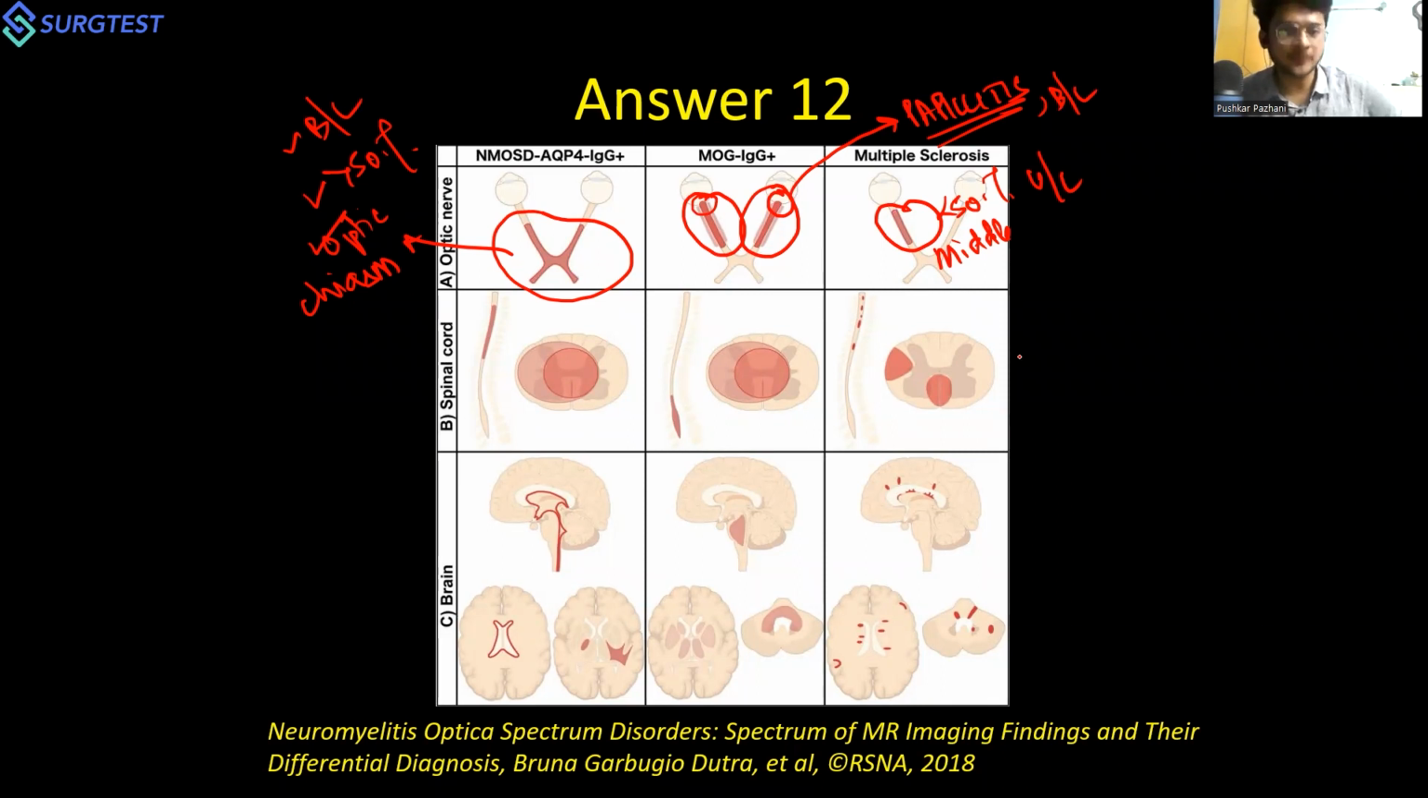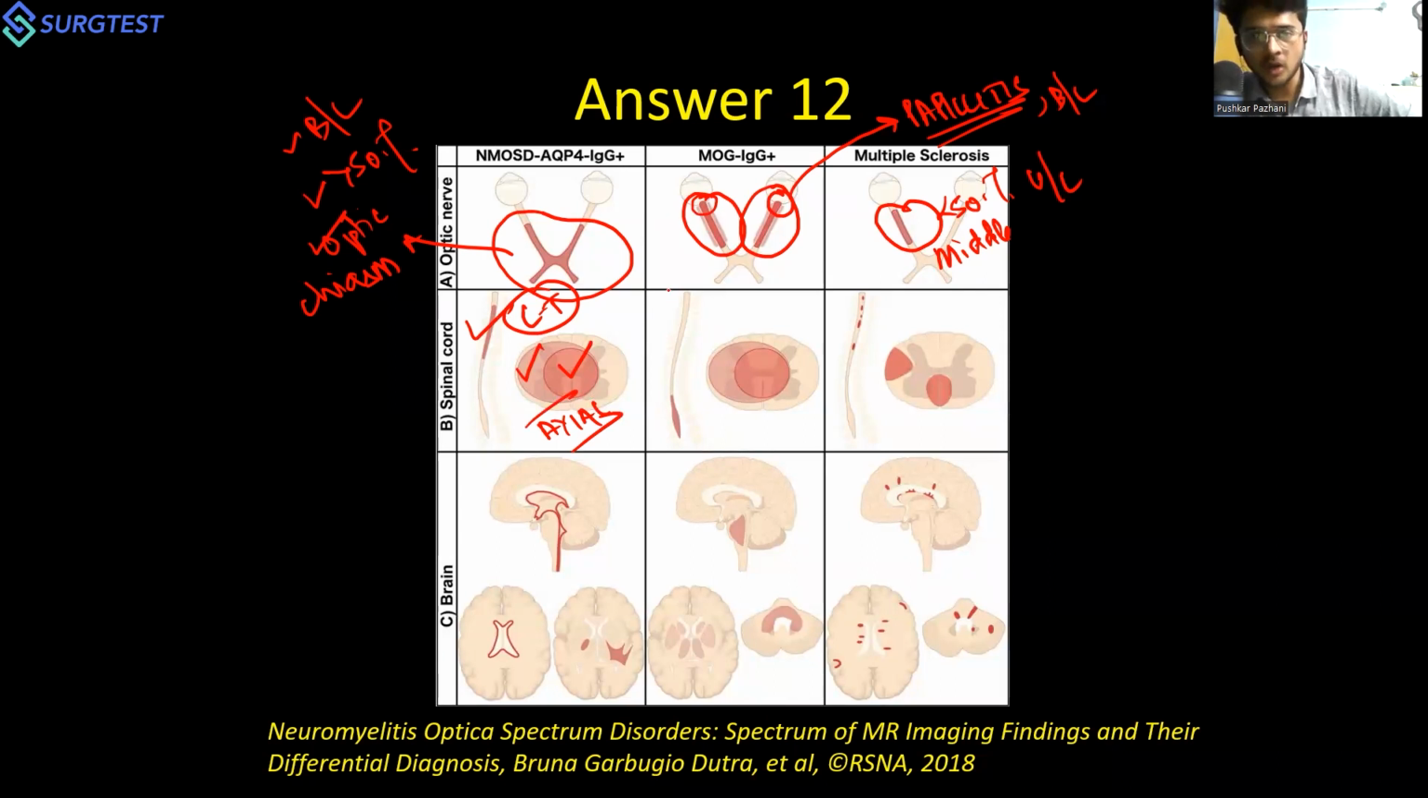So now let's go to the spinal cord. First, NMOSD tends to involve the cervicothoracic cord, and very important, it involves both the white matter as well as the gray matter. You can see an axial section of the spinal cord. It tends to involve both the white matter as well as the gray matter of the spinal cord.